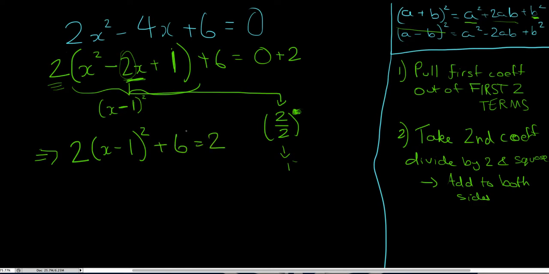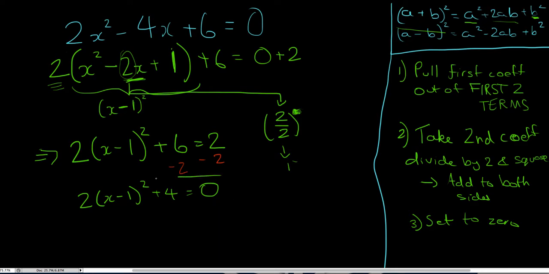Now finally, we just want to put this all in a nice little vertex form like thing. So we're going to subtract 2 from both sides, set to 0. That's our final step. So we just basically need to subtract 2 from both sides. I'll do that in a different color. It's pretty cool how red matches. Red always looks good for subtraction. So in the end, we get 2(x minus 1) squared plus 4 equals 0. That, my friends, is our final answer.